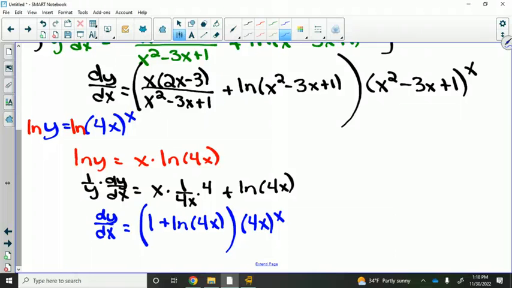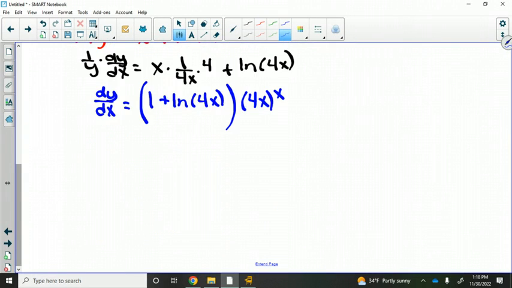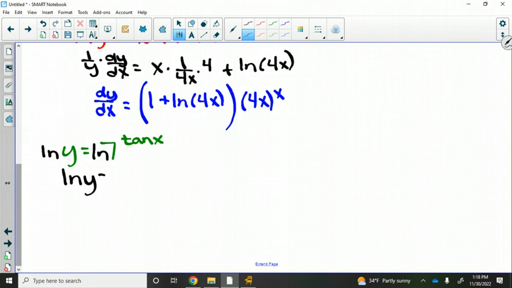Okay, we ready for another one? I'm thinking it's time to throw some trig in there. Okay, we're gonna do y equals 7 to the tangent of x. So the power still has a variable in it, still has that x. So that means we need to put a natural log in. I can then bring my tangent of x down times the natural log of 7.